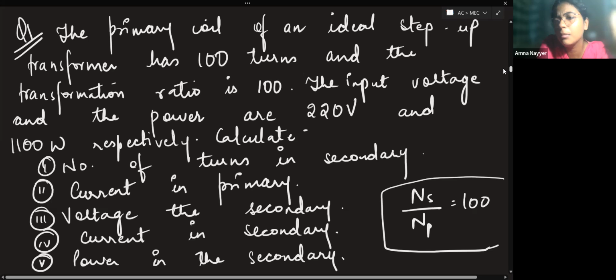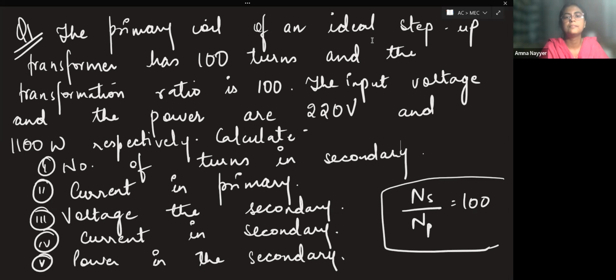See, number of turns can be calculated. Transformation ratio simply means the ratio of the number of turns in the secondary to the number of turns in the primary, which is given as 100. Primary is given as 100. So NS will be what from here? No, Sara, no. Not fourth one, not fourth one.